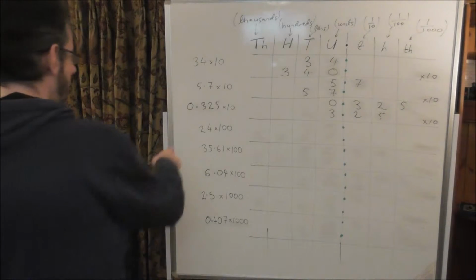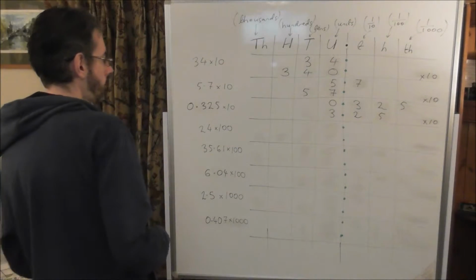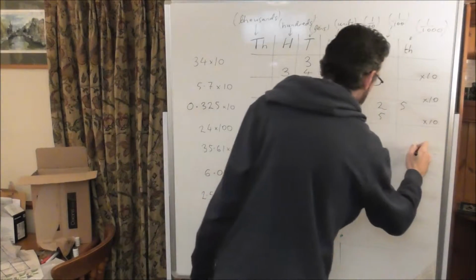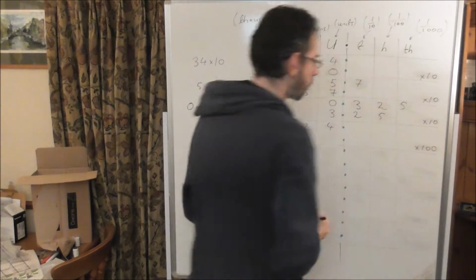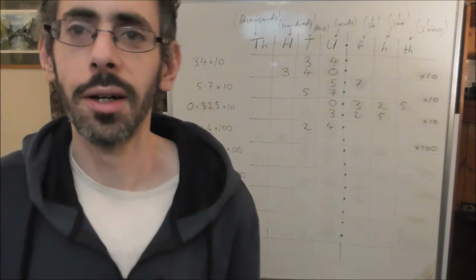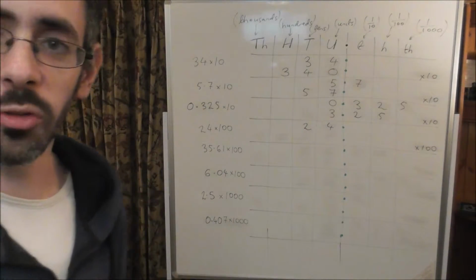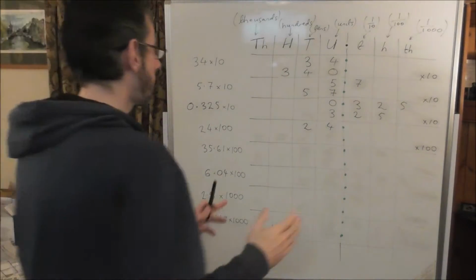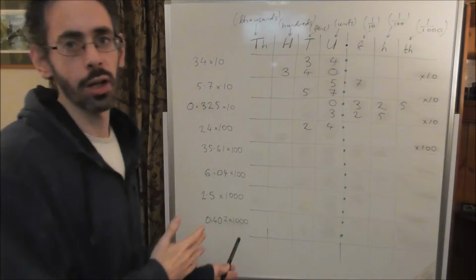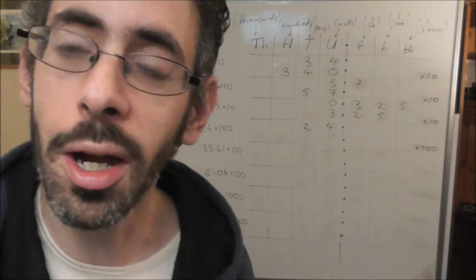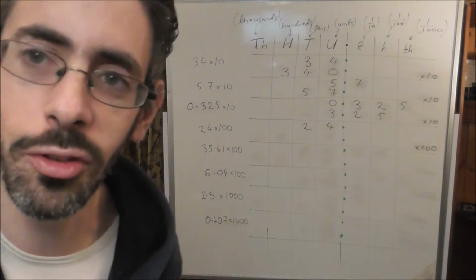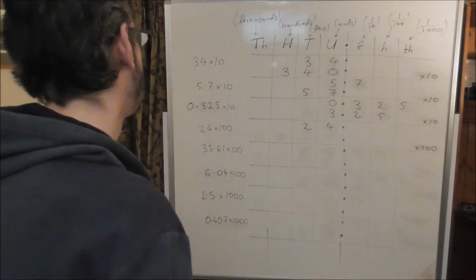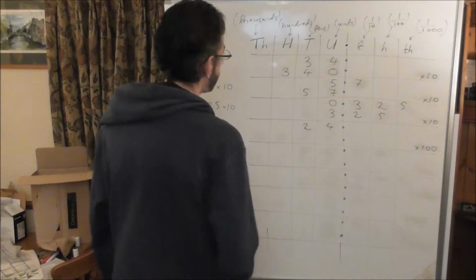Right, let's multiply by 100 now. 24 times 100, so I'll just put 24 in the grid. So 24 multiplied by 100. Now 100 is just 10 times 10. So when you multiply by 100, it's the same as multiplying by 10 and then multiplying by 10 again. Now when you multiply by 10, the digits move one place to the left. So that means that when you multiply by 100, the digits move 2 places to the left. So it's like multiplying by 10 2 times in a row. So we need to move the digits 2 places to the left.